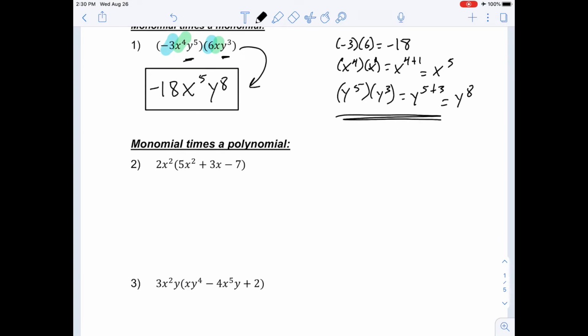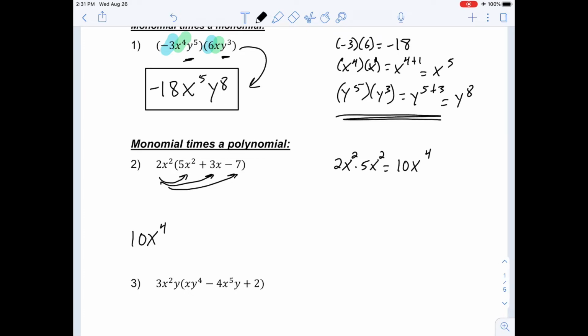All right, so let's look at the second one here. You can see we have this term in the front of the parentheses, which means we're going to have to use the distributive property. We have to multiply this 2x squared to every term that's inside the parentheses. So the first thing we'll deal with is the 2x squared times the 5x squared. So now this looks like problem number one, monomial times a monomial. I'm going to multiply the coefficients, that gives me 10. And then x squared times x squared, remember we add the exponents, so that's x to the 4th. So 10x to the 4th.